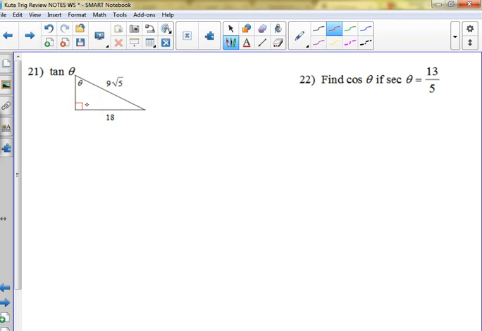So this tangent is opposite over adjacent. We need this adjacent one. If I call that guy x, what's 9 square roots of 5 squared?